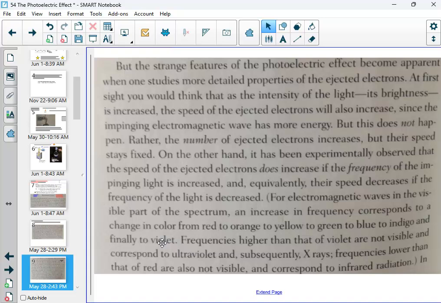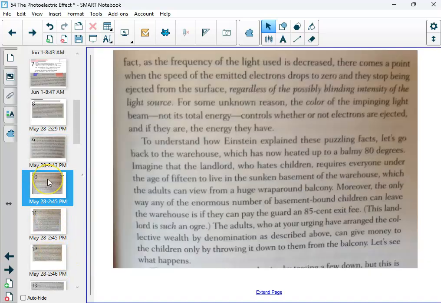On the other hand, it has been experimentally observed that the speed of the ejected electrons does increase if the frequency of the impinging light is increased. And equivalently, their speed decreases if the frequency of the light is decreased. For electromagnetic waves in the visible part of the spectrum, an increase in frequency corresponds to a change in color from the red to the orange to the yellow to the green to the blue and so on, finally violet. Frequencies higher than violet are not visible and correspond to ultraviolet, and subsequently after that, X-rays, and so on, right? Frequencies lower than that are also not visible in infrared, and it goes down to microwave and radio waves, and so on. That's the complete electromagnetic spectrum that we're talking about.